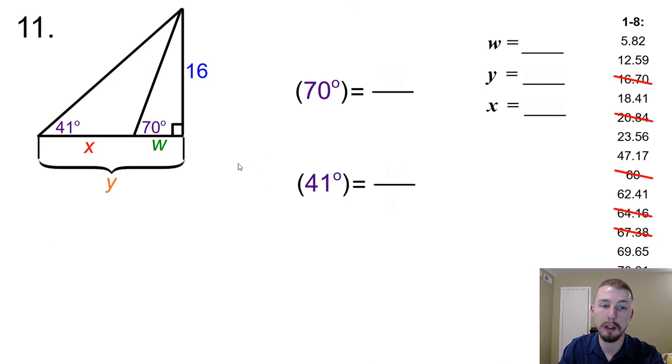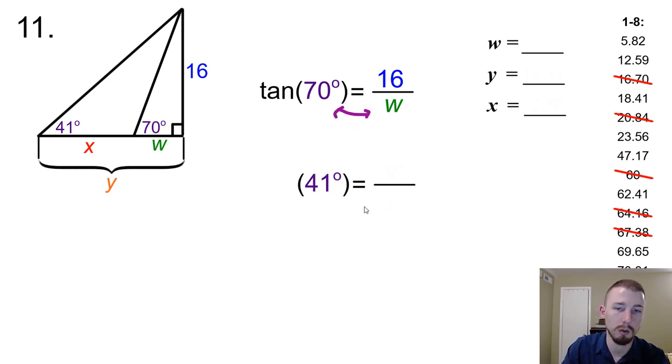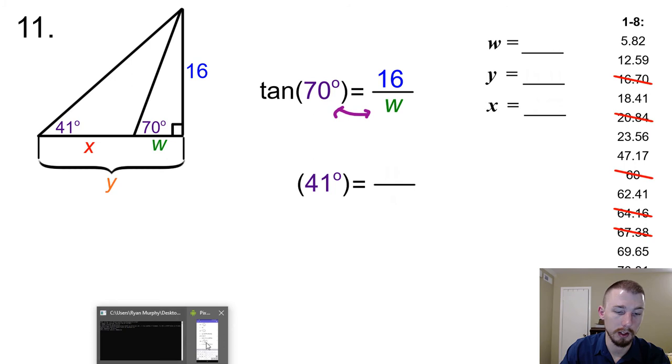So on number 11, I can solve for w or y first. We'll solve w first. I've got the angle and an opposite side here. Then this is the adjacent side, so I'm using the tangent function, if you remember. So tangent of 70 degrees is equal to 16 divided by w. Then when w is on the bottom, if you remember, we have our shortcut, right? We can just switch the order of those two. You don't actually have to rewrite it again if you don't want to. We're just going to put it right in the calculator just like that.